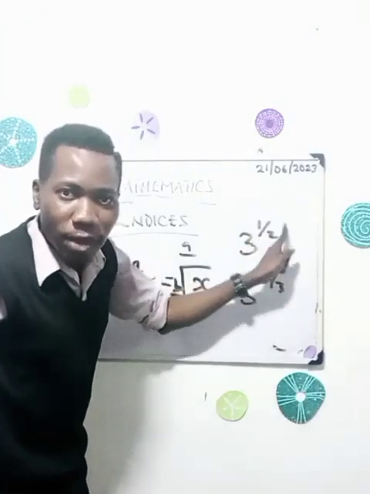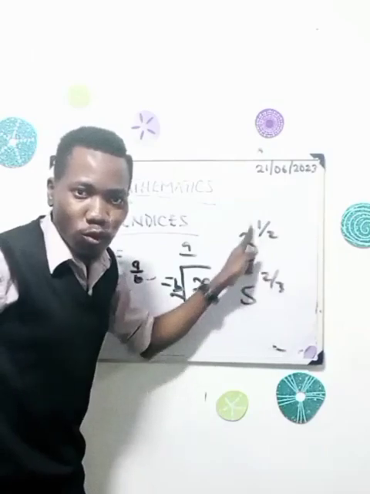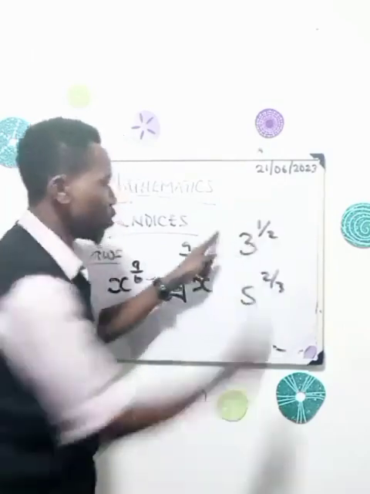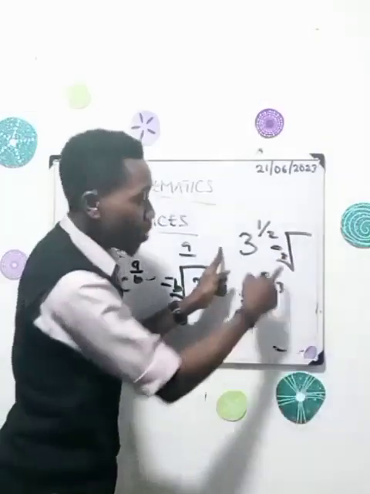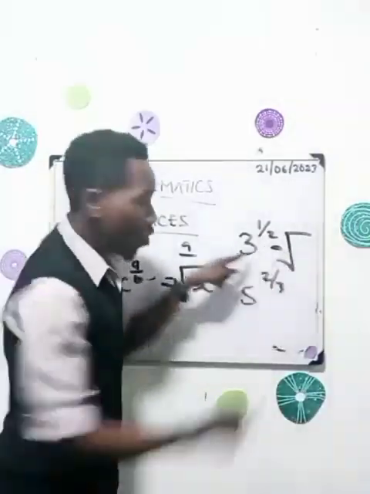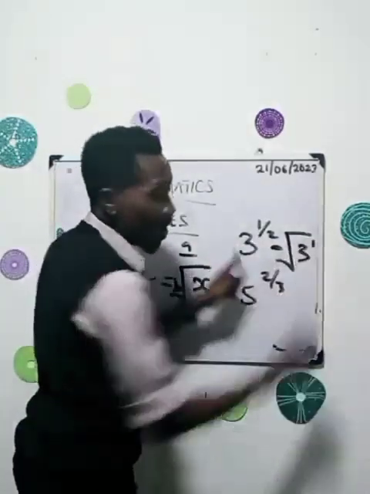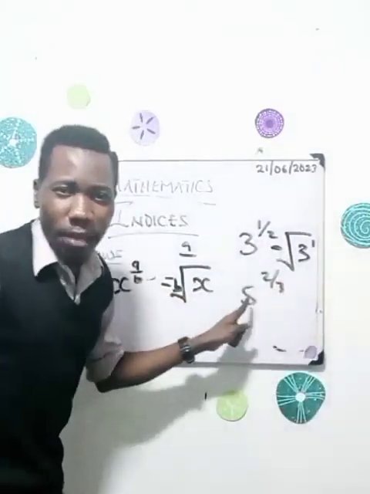3 raised to the power of 1 over 2. So 2 becomes the root here, and 1 becomes the power. So this will give us the square root, 2 root, that's square root, alright? We don't write 2. So that's square root of 3 raised to the power of 1. That's what this becomes.